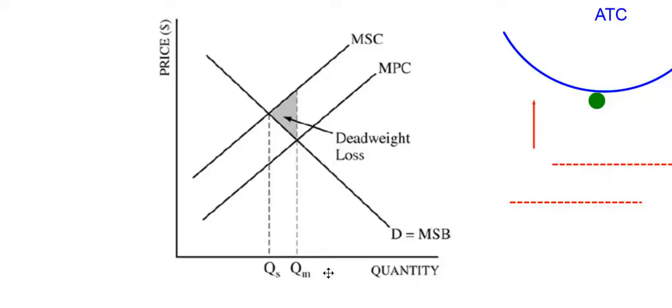So conceptually, as this company produces more, as they go this way, up here the marginal social benefit is higher. If they produce less, then the marginal social benefit is even higher. So with a negative externality, the marginal social benefit is going to drop as you produce more.